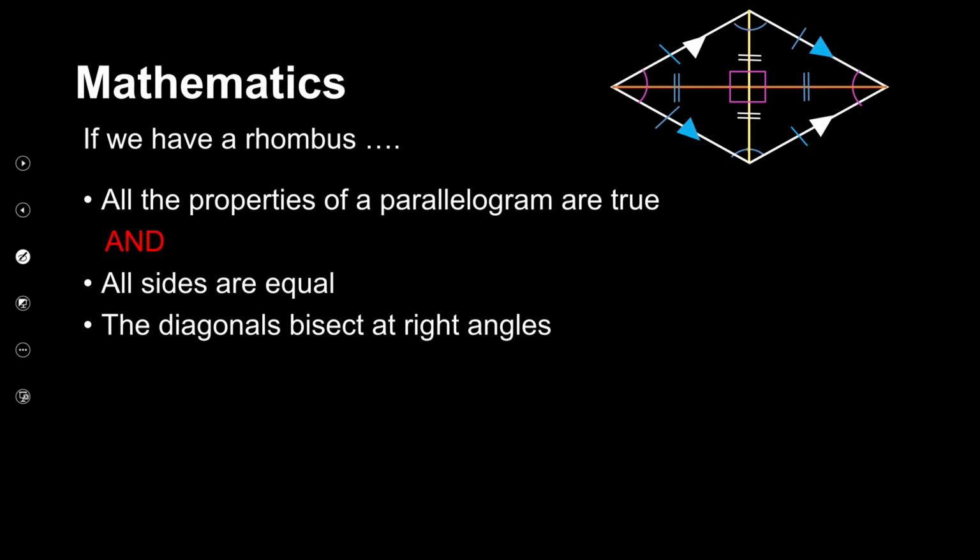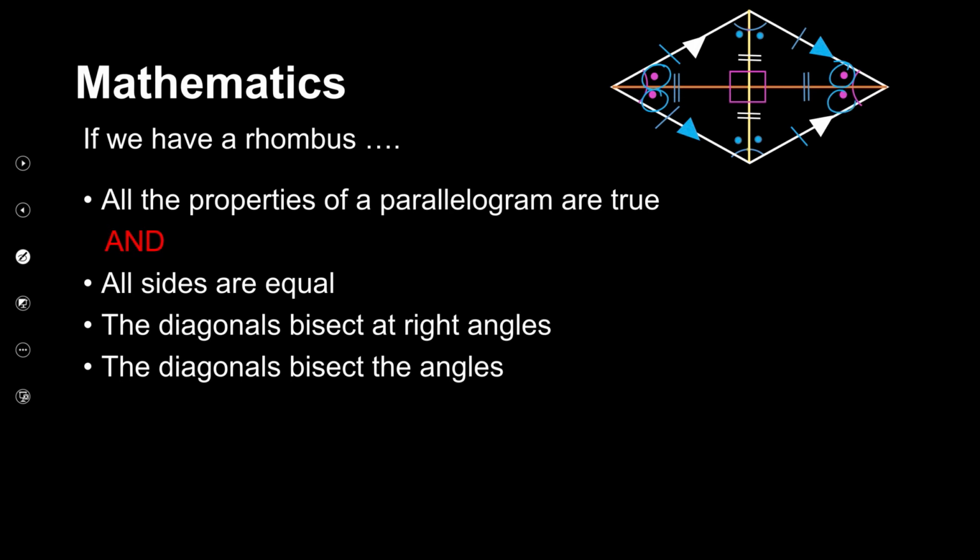Now, another property is that the diagonals bisect each other at right angles. So they don't just bisect each other, but they bisect each other making 90-degree angles while they are bisecting each other. So that's one very special property. And then the diagonals bisect the angles. The diagonal will bisect the angles on either side of the diagonal, making this angle equal to that angle, and this angle equal to that angle.